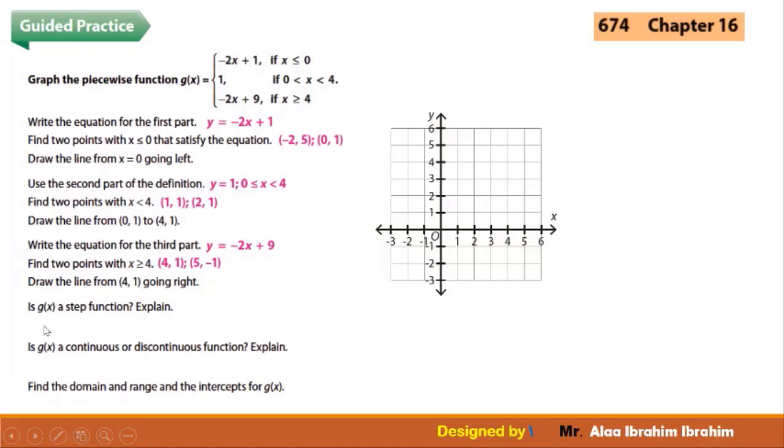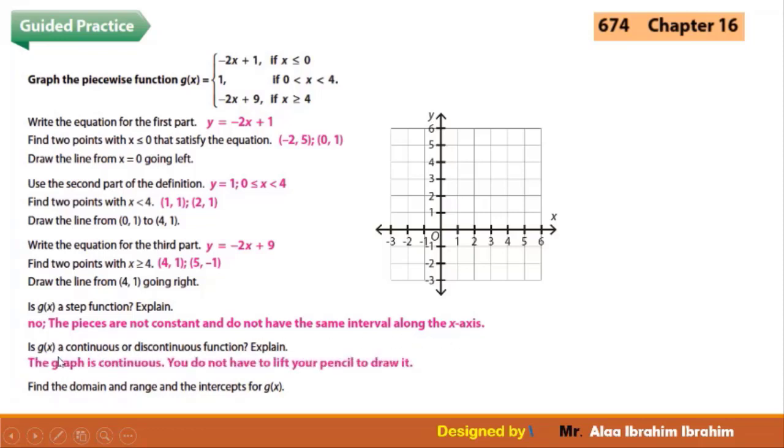Now, is g of x a step function? Explain. So no, the pieces are not constant and don't have the same interval along the x-axis.